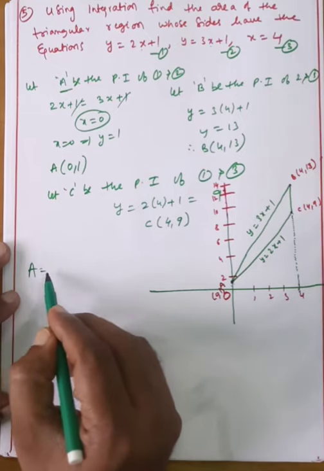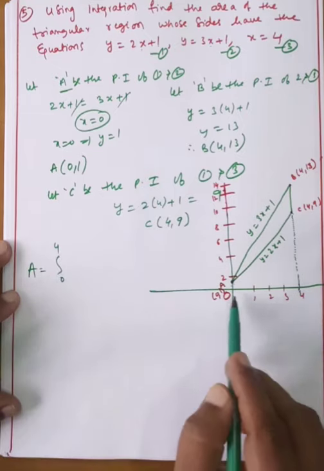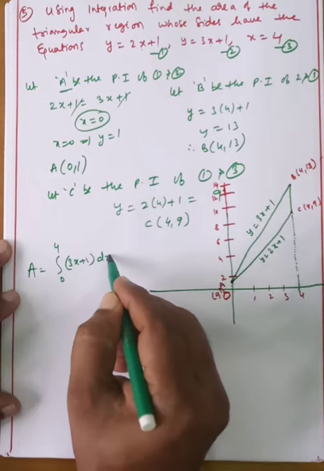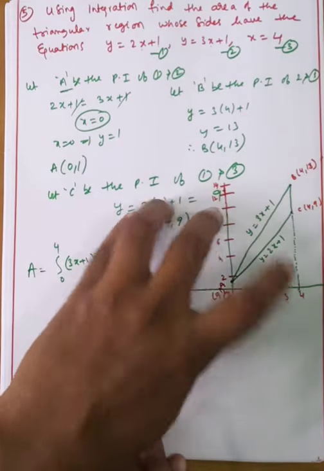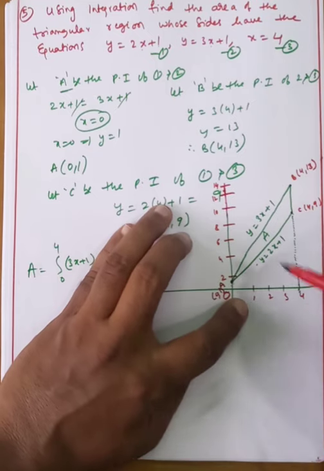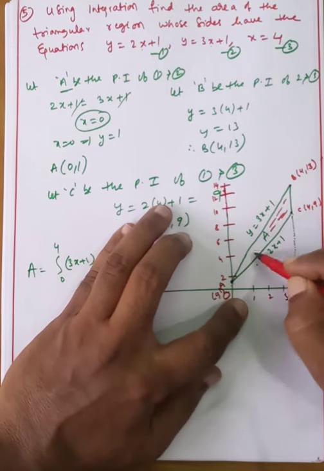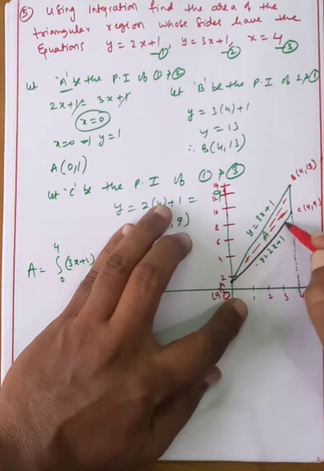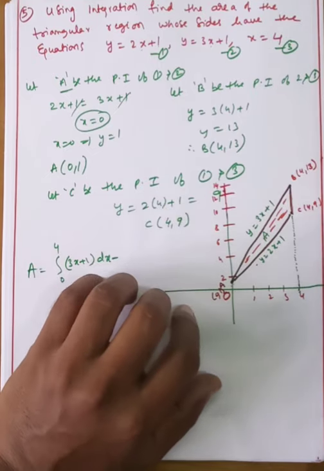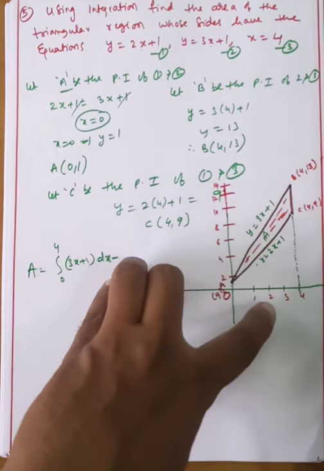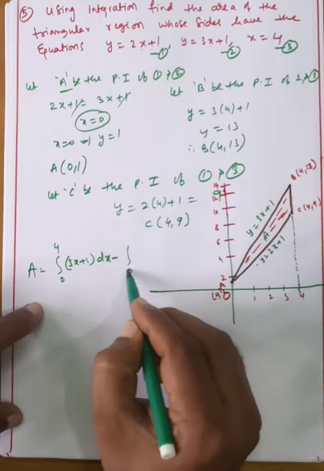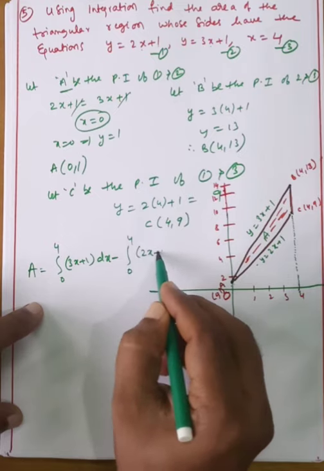Now area is equal to the integral from 0 to 4, upper curve, 3x plus 1 dx, minus the lower curve. But we want this area only, this green colored bordered shaded area. Okay, my dear students, upper curve with the x-axis. Now the lower curve is AC, the integral with the same limits, 0 to 4, of 2x plus 1 dx.